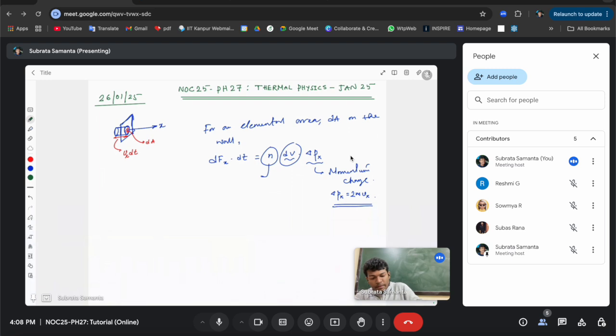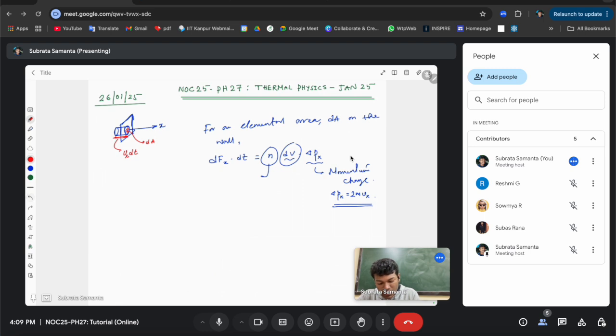So if you have a wall, let's say this blue marked one is the wall, and this is the x direction. If I consider a small element dA, and the velocity in the x direction is vx, then in time dt the distance is basically this distance, vx times dt.